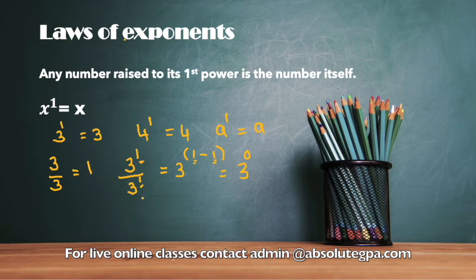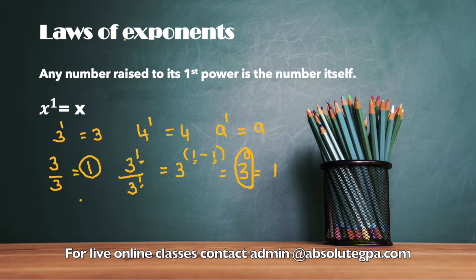So what is 3 to the power 0? So what is the value of 3 over 3, 3 divided by 3, which is 1. So this also should be 1. So 3 to the power 0 equals 1. Let's look at another example.